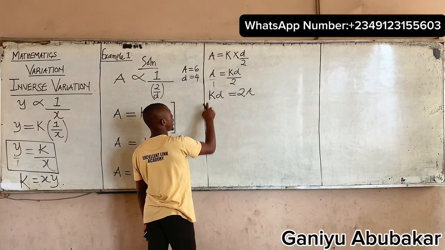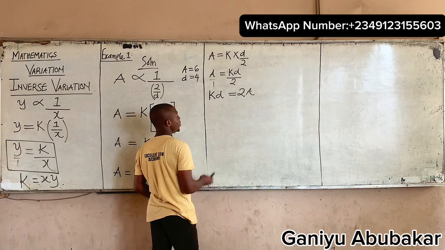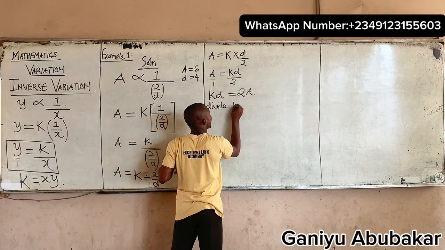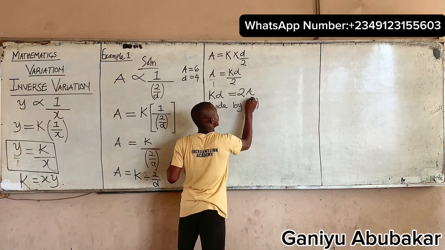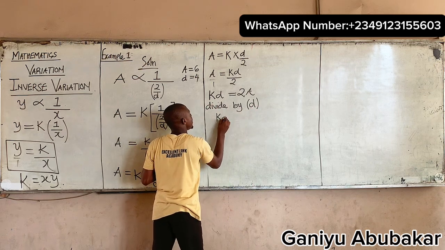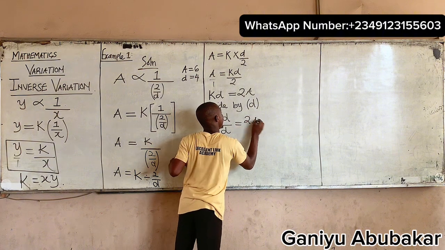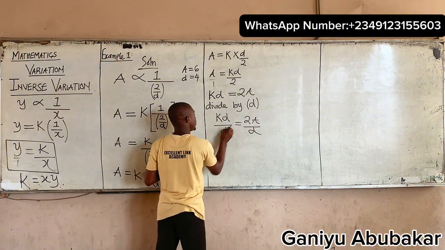2a. I want to make k stand alone, so I will divide by d. So I'll have kd over d equal to 2a over d. This cancels this.